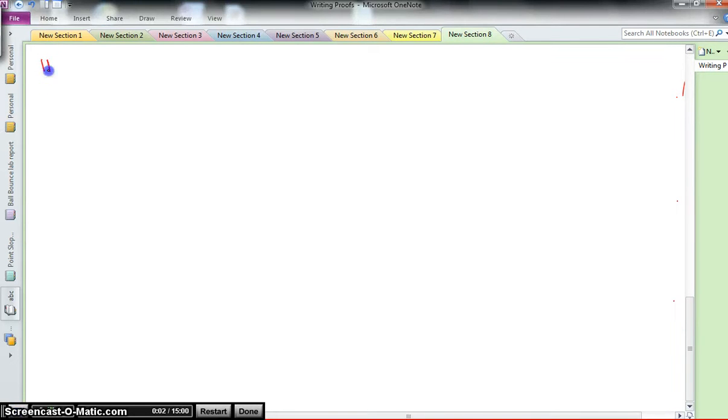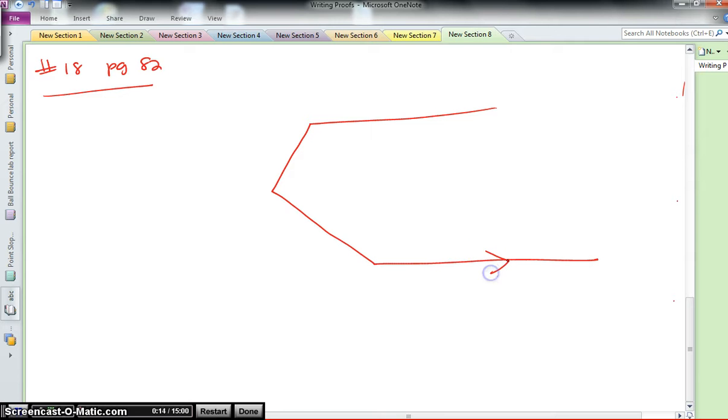Take a look at number 18 on page 82. Got a couple of parallel lines. And we've got a transversal that would intersect here.